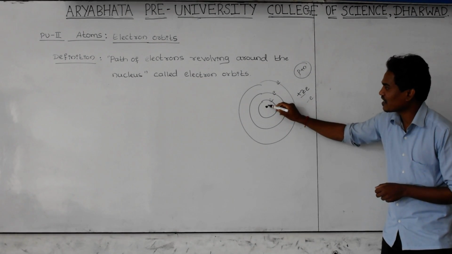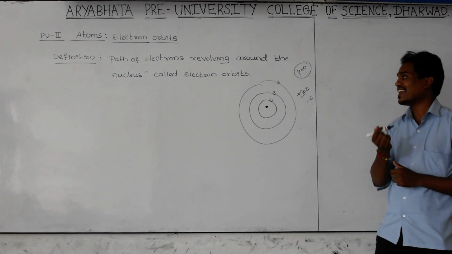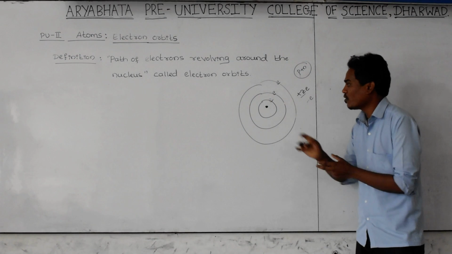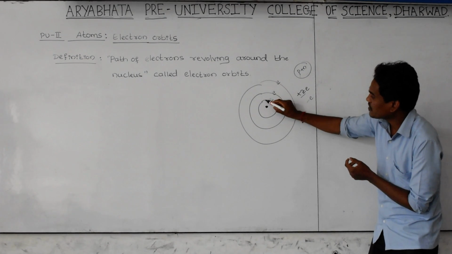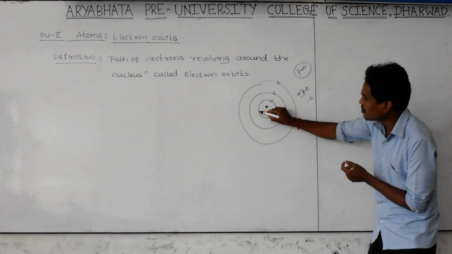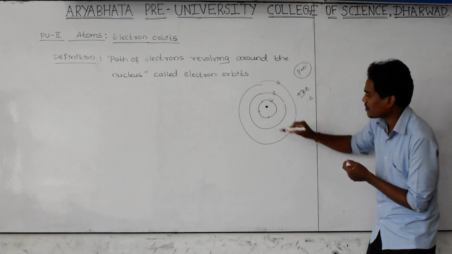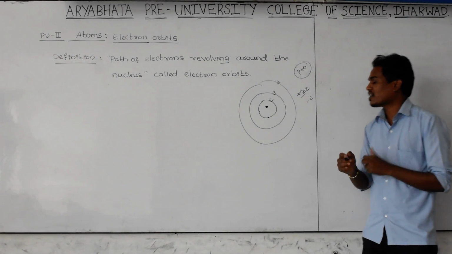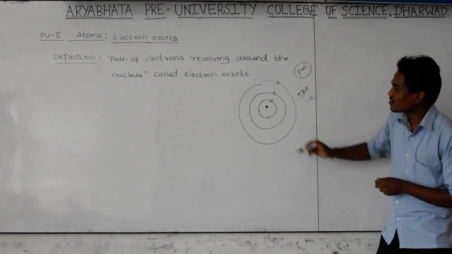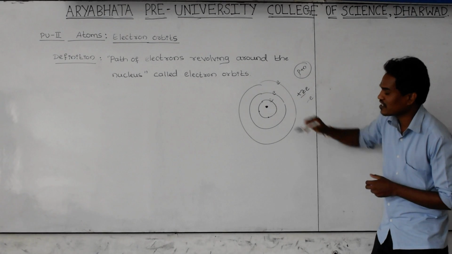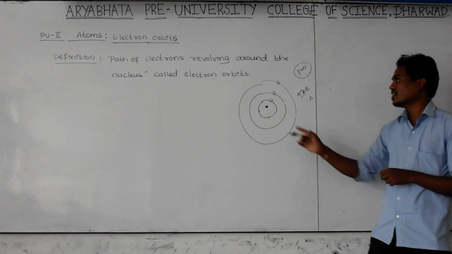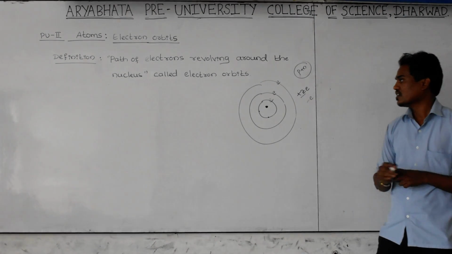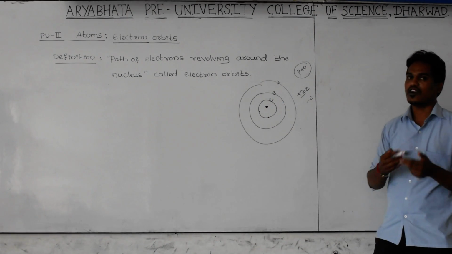The nucleus is not letting these electrons go because there is an electrostatic force of attraction. Whatever the position of the electron in the orbit, there is continuously an electrostatic force of attraction by the nucleus towards its center. That's why these electrons do not leave the orbit until and unless they receive some energy from outside.